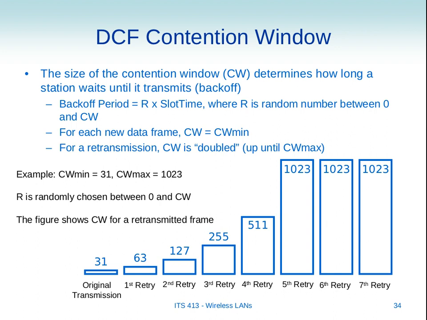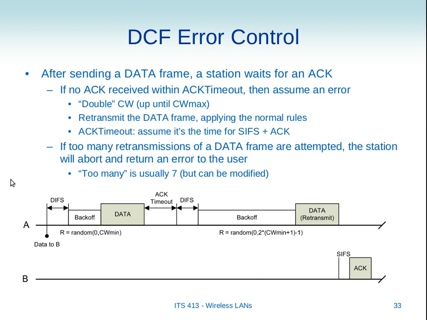What have we missed? We've covered the basics, I think. Error control. Once we retransmit too many times, let's say 7 is the default value, there's an error. We don't try again. We tell the higher layer there's a problem.